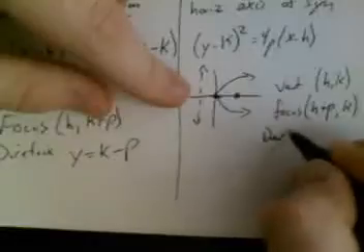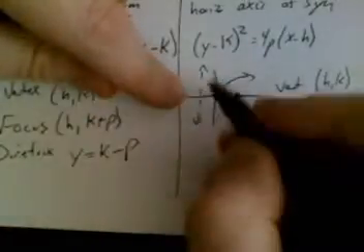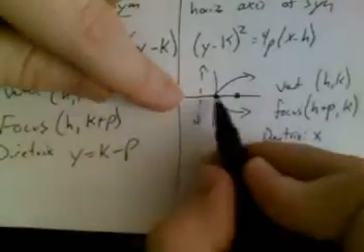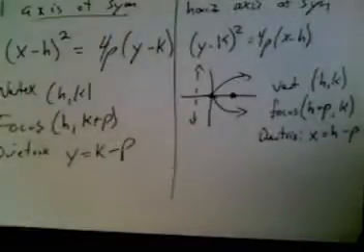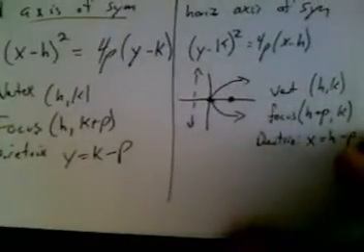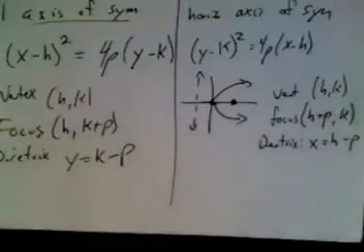Now my directrix will be what? Well, directrix is going to be an x equals line, and I go to the vertex. So in this case, I make sure I'm over to the x value h. So x is equal to h. And then what do I do? I subtract p from it. Again, these are general equations for the information on a parabola.